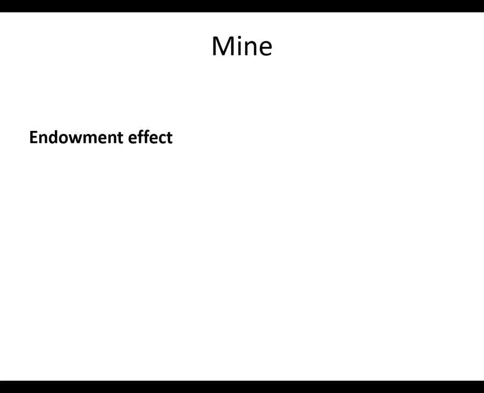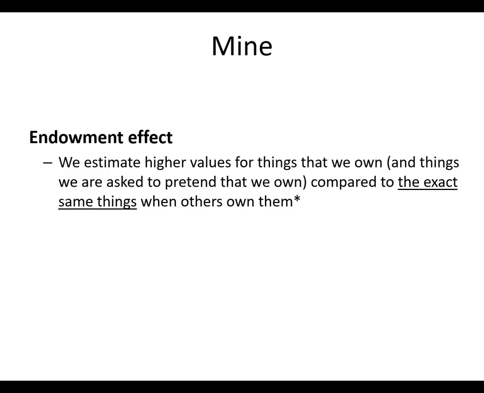So we estimate higher values for things that we own, or something that we're just pretending that we own, compared to the exact same thing when we see other people owning them, or nobody owning them. And one could see how this is self-serving, because the endowment effect says that we would put a lower estimate if we were asked what we would pay for something than we would if we were asked what we would sell that same thing for. But it presents us with the interesting problem that we might feel slighted or ripped off if somebody gives us the amount we would pay for something in order to buy it from us.